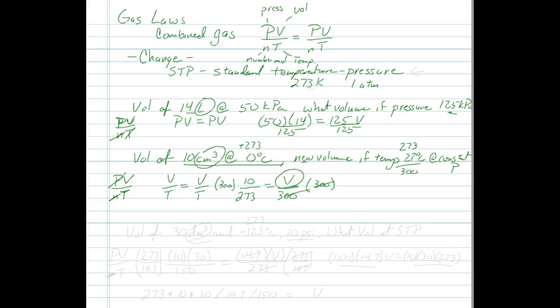One last example. If you have a volume of 30 cubic decimeters, and let's call it negative 123 degrees Celsius, and a pressure of 10 psi, what would be the volume at STP, standard temperature and pressure? Remember, that's up here.